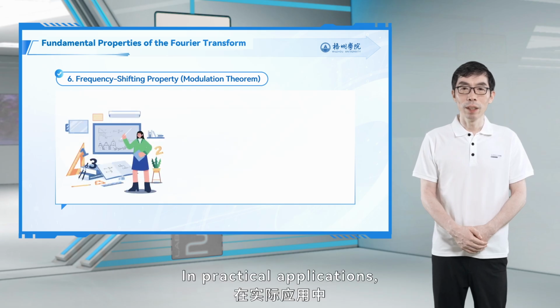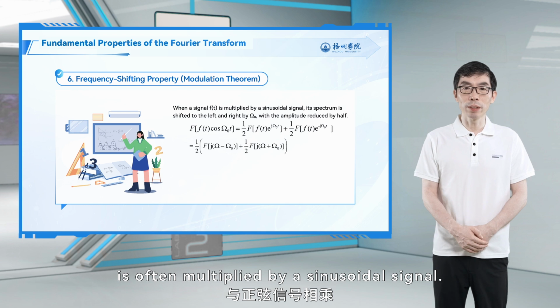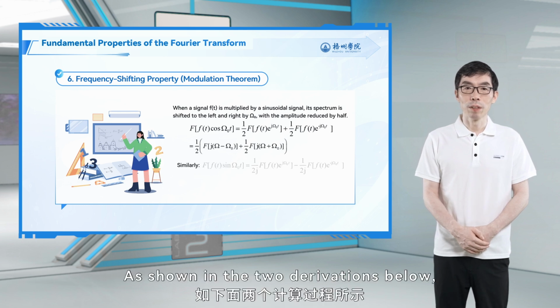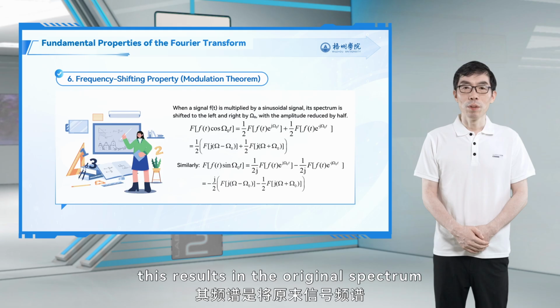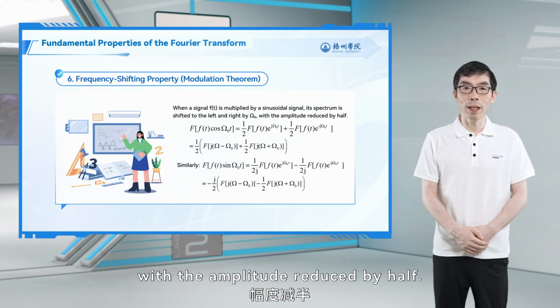In practical applications, the signal f(t) is often multiplied by a sinusoidal signal. As shown in the two derivations below, this results in the original spectrum being shifted to both the left and right, with the amplitude reduced by half.